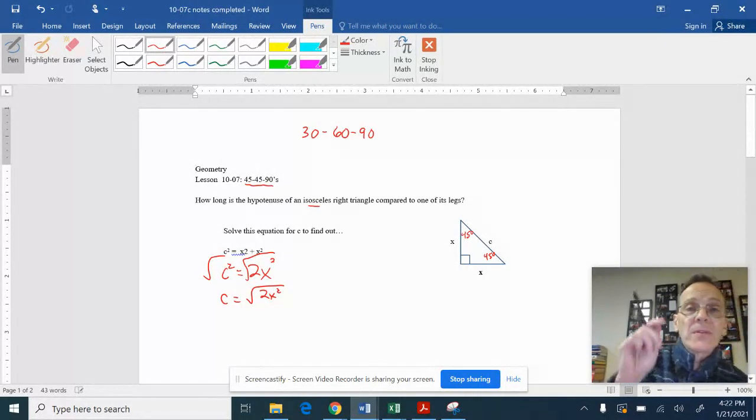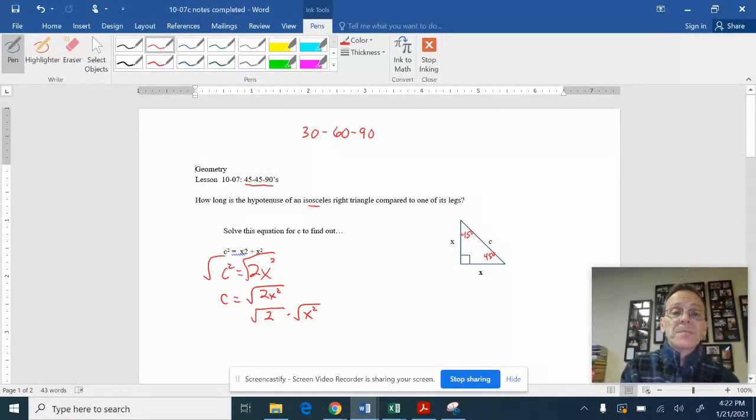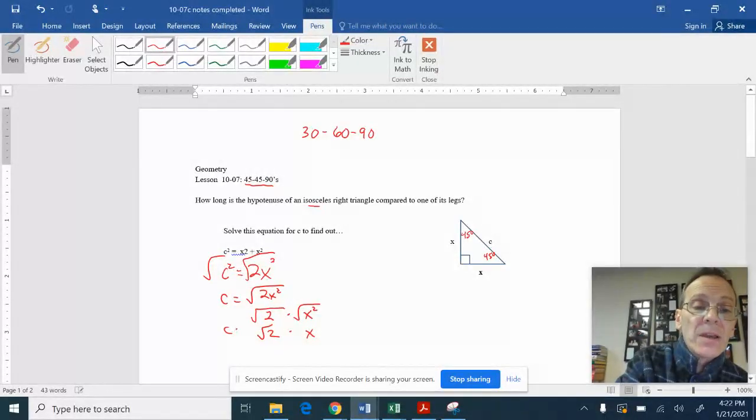But now I'm going to do something very much like what I did in the last lesson, which is to say that the square root of 2x squared is the square root of 2 times x squared, which can then be split up into the product of two separate square root terms. And then what is the square root of x squared? If you square something and then take the square root, you're right back to where you started with x. So square root of 2 times x.